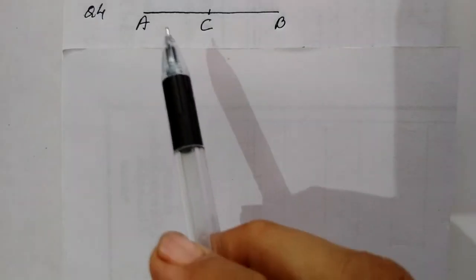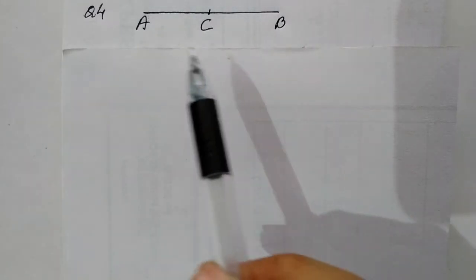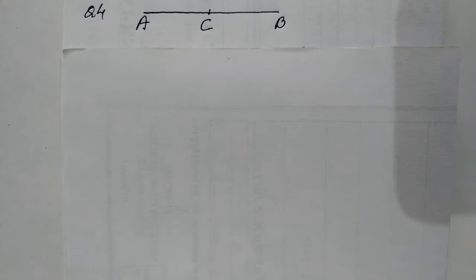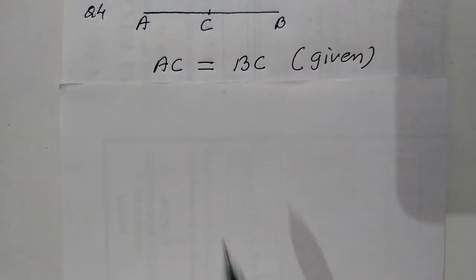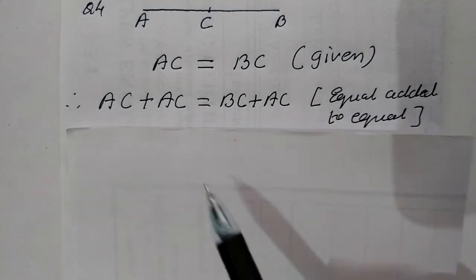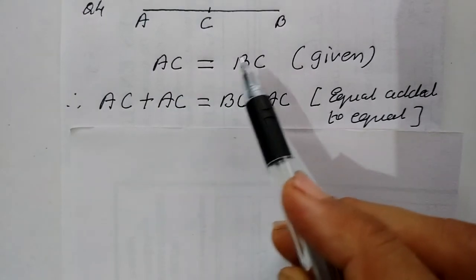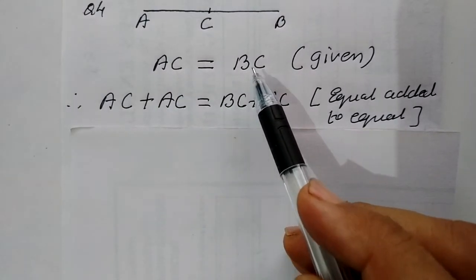First of all, children, draw the diagram. Line segment AC. C is here. Next step, children. AC equal to BC given. Third step, children. We add both these sides. Add this side AC, add this side AC.